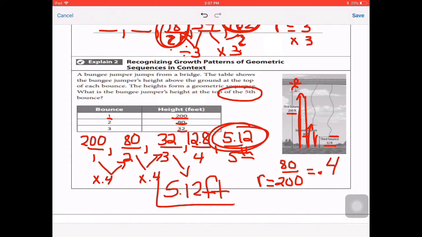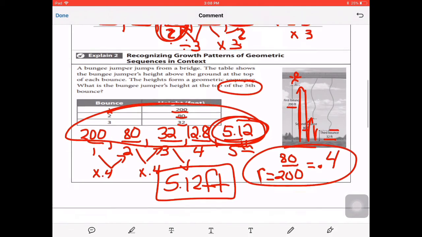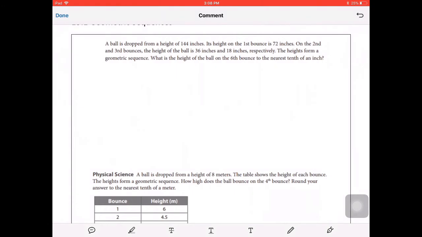So make sure you take a moment that you've written out the sequence of numbers, you have shown how you got the ratio of 0.4, and you have found your answer of 5.12 feet. I would like to see all of this, the ratio, the series of numbers, and your solution. If you need to pause, feel free, and then when you are ready, let's move on. We only have 2 more examples to get through.